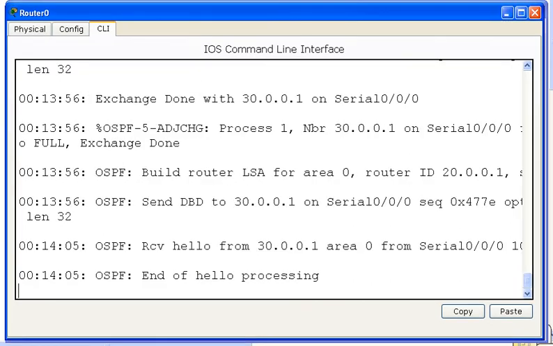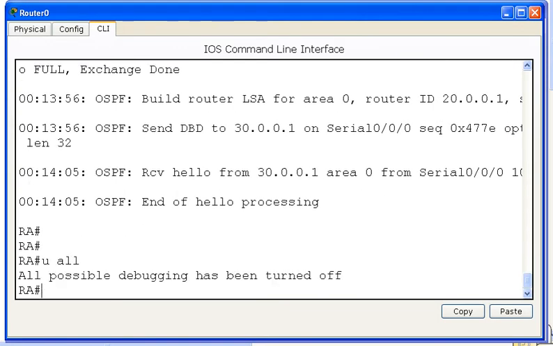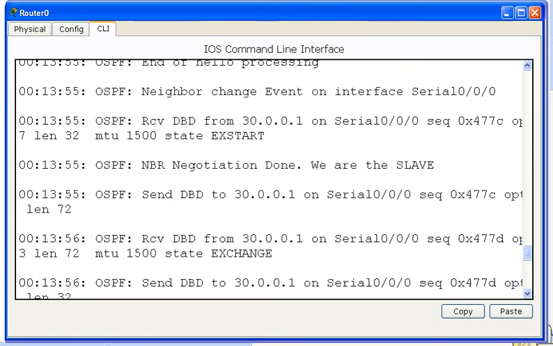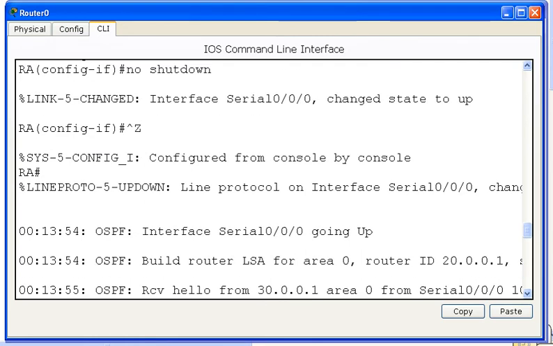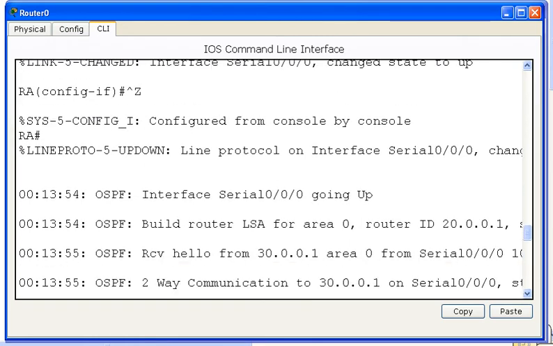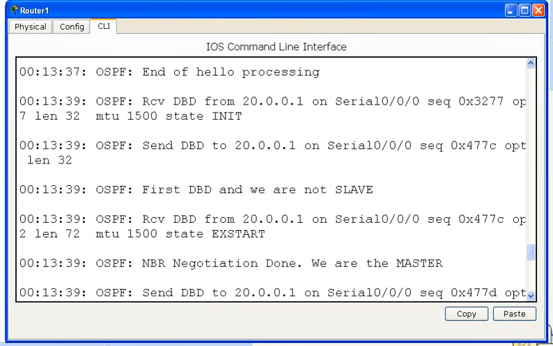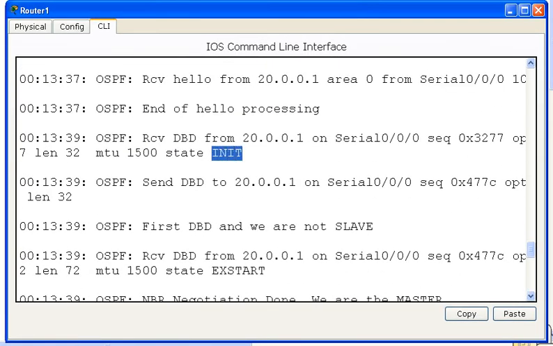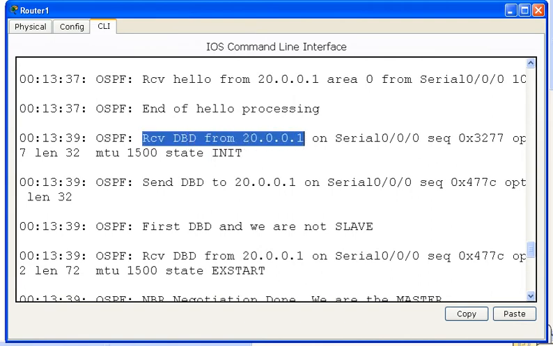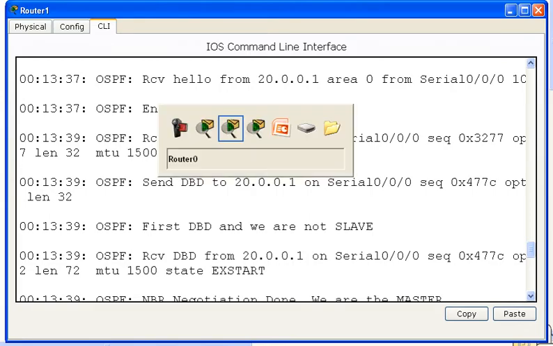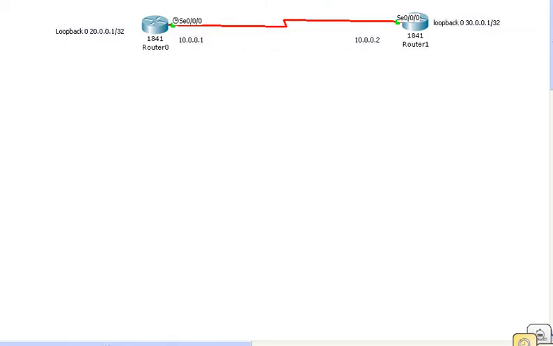Let's also go here. Even this router has some output. Let's see here now from the beginning. Init state, where is the init word? Look for the init word somewhere. So I'm seeing two-way here. So the other side I should have init. Look at this, init state. I have received init from whom? 20.0.0.1. What is this? This is the router ID of this RA.